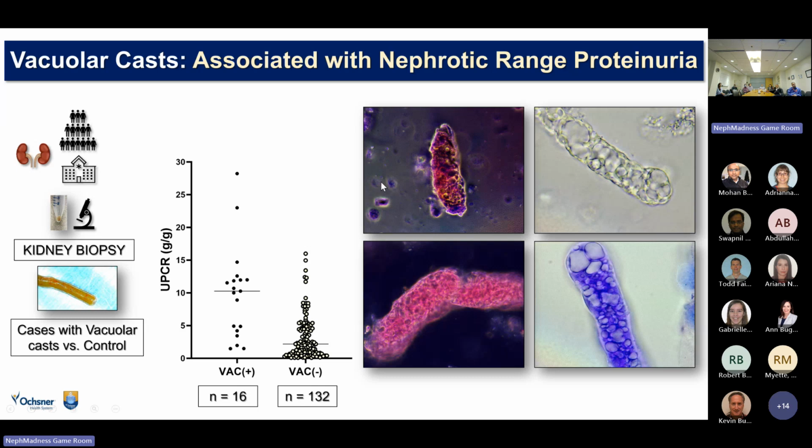See the images I'm showing you at oblique illumination. This is a bright field unstained image of a vacuolar cast. The image here is a dark field microscopy, and finally another one with the Sternheimer-Malbin stain.